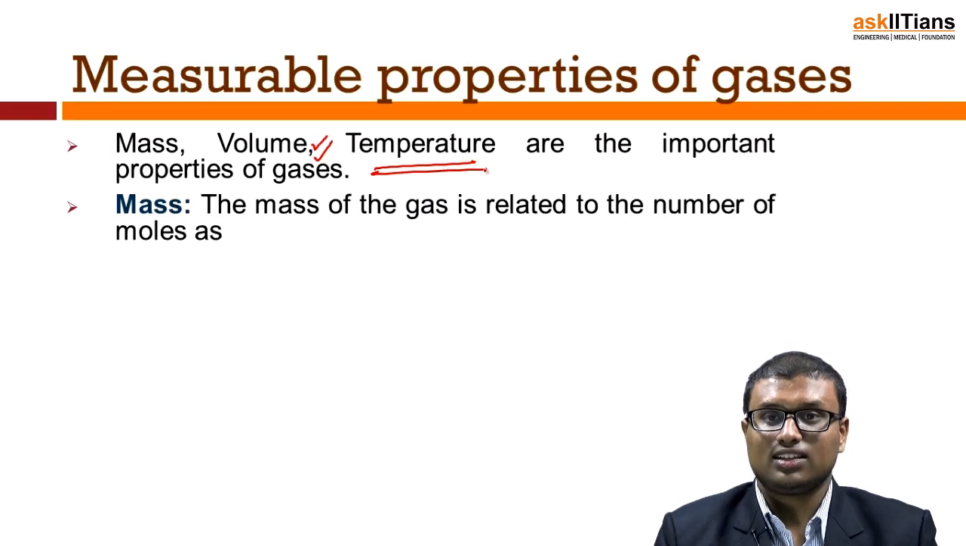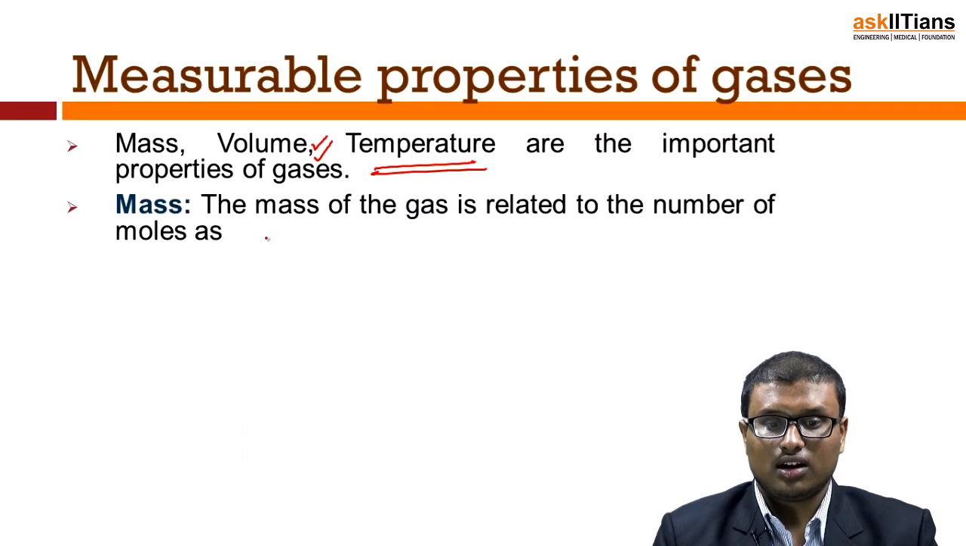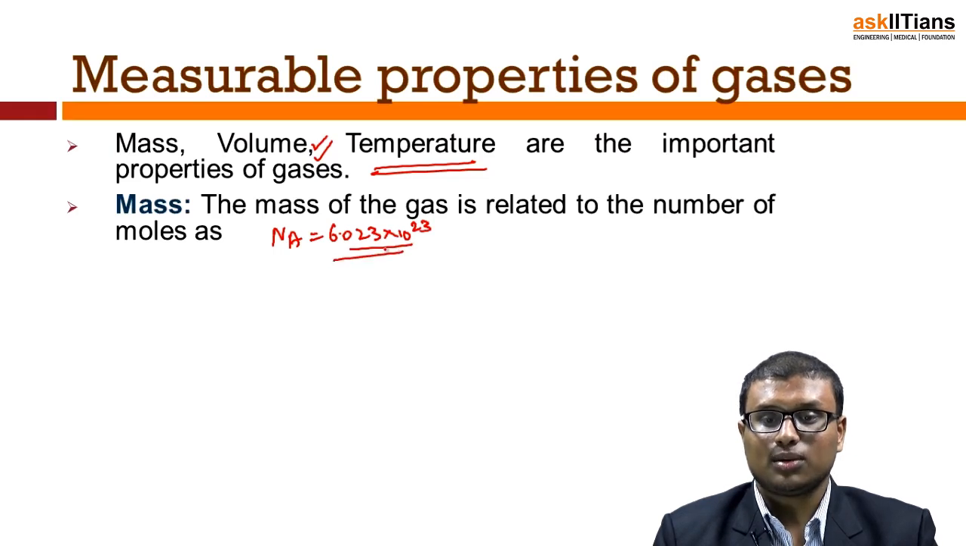So what is mass? We will start with the first property of the gas. Mass of the gas is related to the number of moles. What is a mole? A mole is the amount of substance present in Avogadro number of particles. Avogadro number is Na, which is 6.023 into 10 power 23. So the amount of substance present in these many particles is the mole. Mass of gas is related to this number of moles.